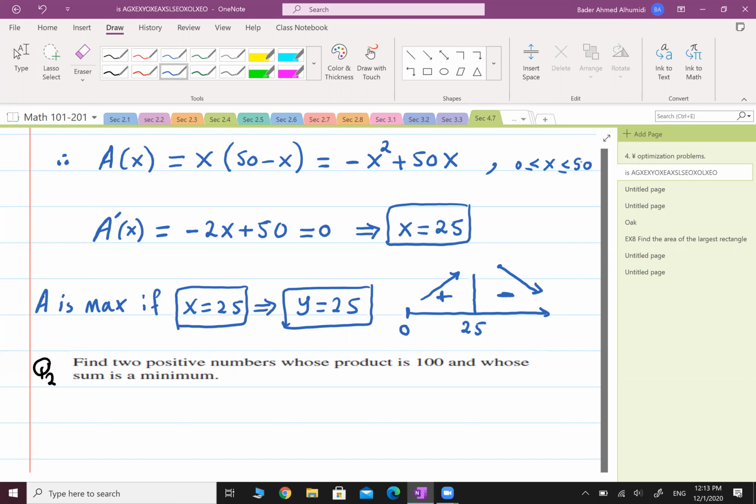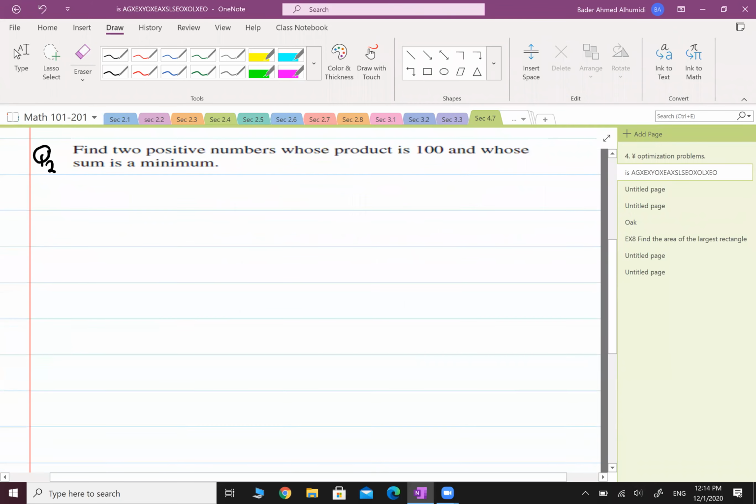In 4.1 we said the absolute maximum could appear at the beginning or at the end of the interval or at the critical value. Here the critical value gives me the area 25 by 25. What about x equal to 0? Actually, it will give me 0 area. Minus 0 plus 50 times 0 is 0. Also at 50, it will give me minus 50 squared plus 50 squared, which is equal to 0. So really, the maximum will appear at x equal to 25.